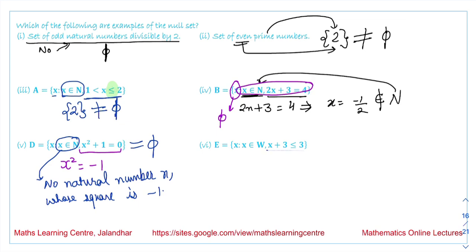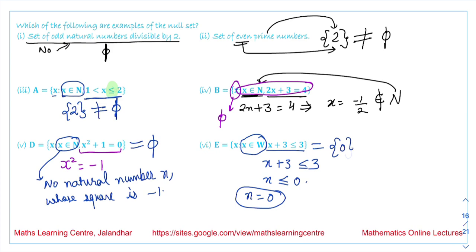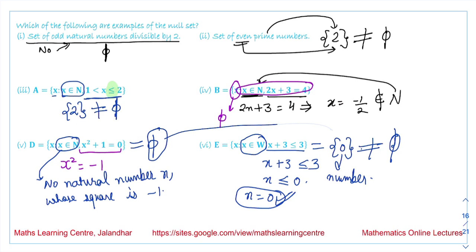Next is x plus 3 is less than or equal to 3. It means x is less than or equal to 0 and x is a whole number. So it means x is equal to 0. So this is equal to the set which is {0}. 0 is a number over here. And we are saying that this set is not equal to the empty set phi because it contains an element that is 0. So there is a difference between phi and this set {0} over here.